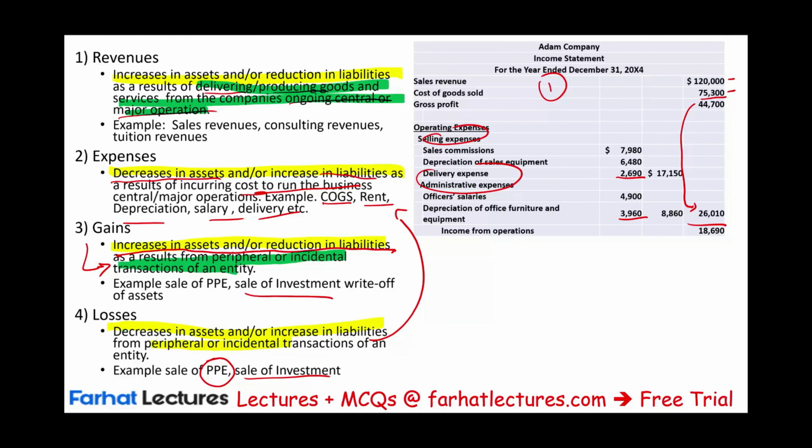So if you're evaluating a company, if you are judging the performance of a company, you would look at their income from operating the business, because why would you invest in a company? Because they are operating and making a profit from what they do.